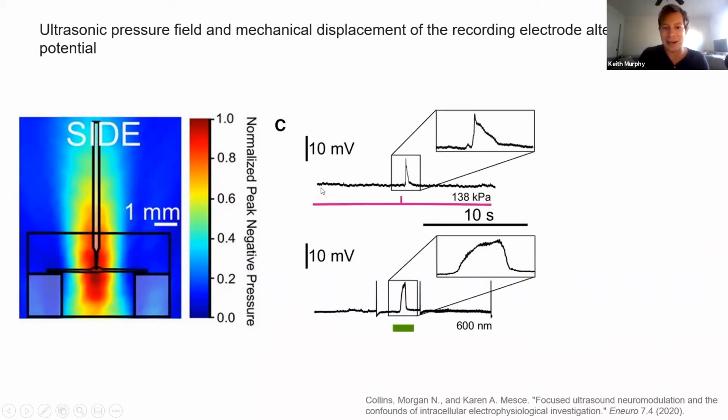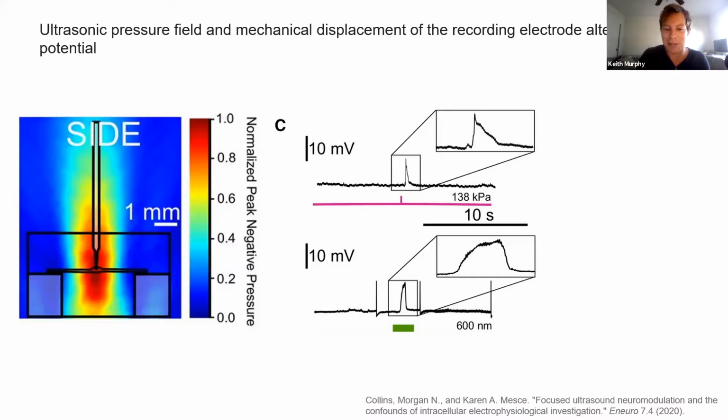If you look at a baseline electrophysiological recording, here's a scale of 10 millivolts for reference. When a brief ultrasound pulse of 138 kilopascals is delivered, shown by this little spike, you can see a nice response in electrophysiology. So clearly the neurons are doing something in response to ultrasound.